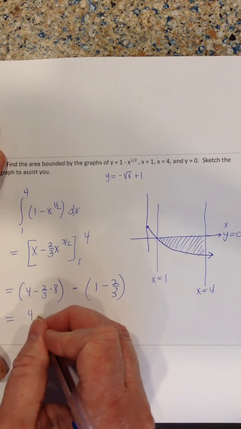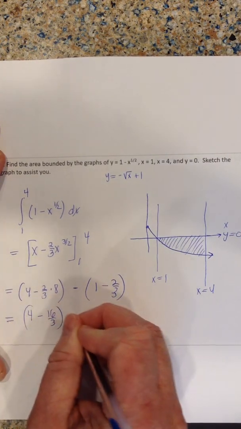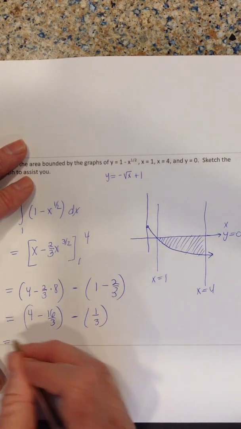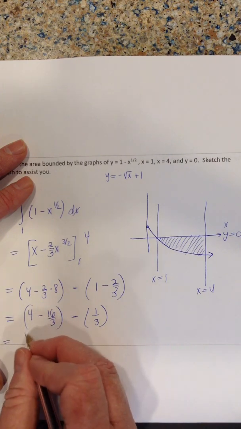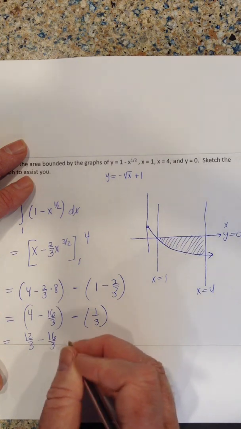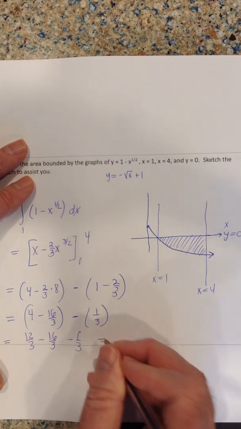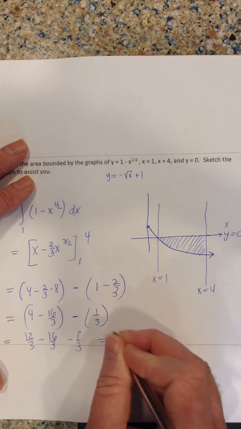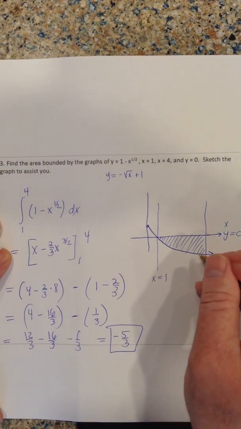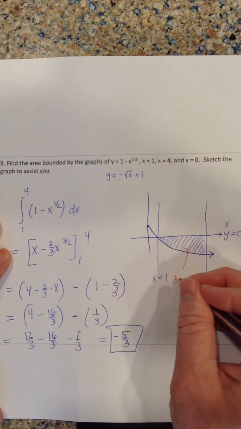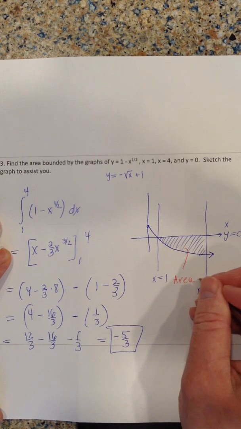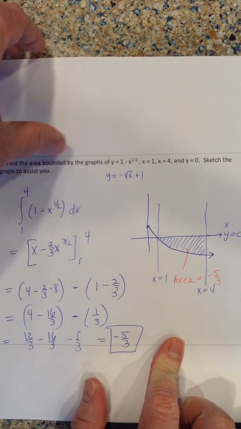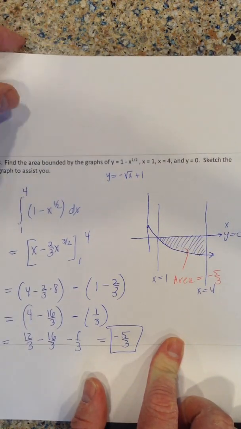So I get 4 minus 16/3 there, minus 1/3. So 4 is really 12/3 minus 16/3 minus 1/3. So I get negative 17/3 plus 12/3, which is negative 5/3. And that makes sense because the area of that shaded region is negative. That kind of makes sense because below the x-axis, area would be negative.